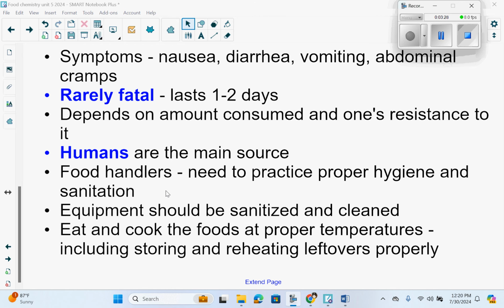Food handlers need to practice proper hygiene and sanitation. Equipment should be sanitized and cleaned. Eat and cook the foods at proper temperatures, including storing and reheating leftovers properly.